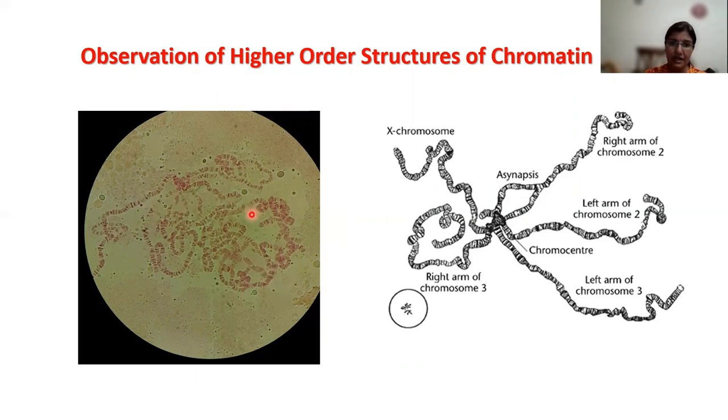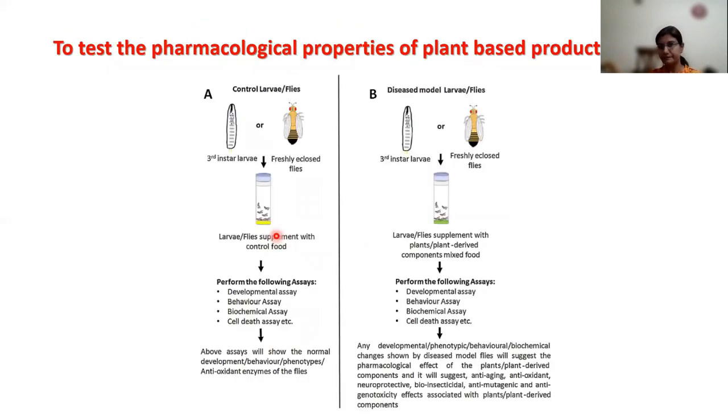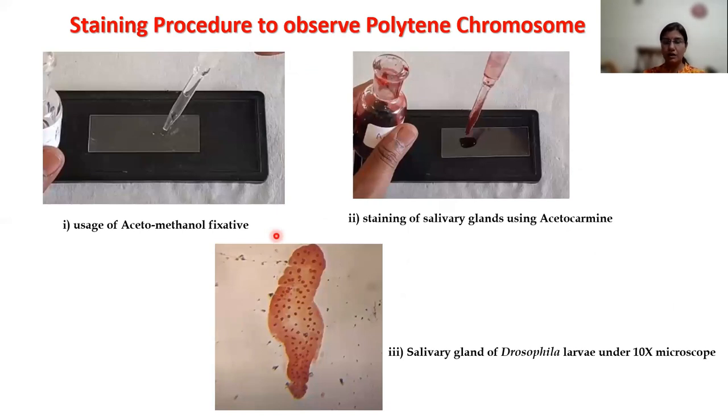And we can also see, if you can focus here, we can also see the puffs. It is a very beautiful preparation. And if you do it very carefully, you can observe it also in your lab. So this is all about the polytene chromosomes.